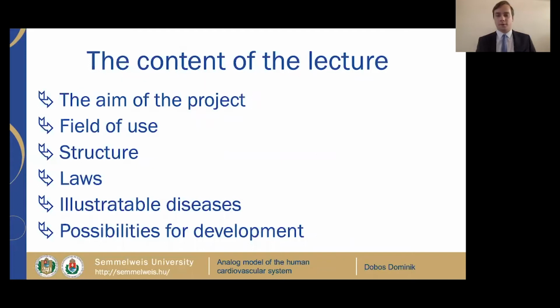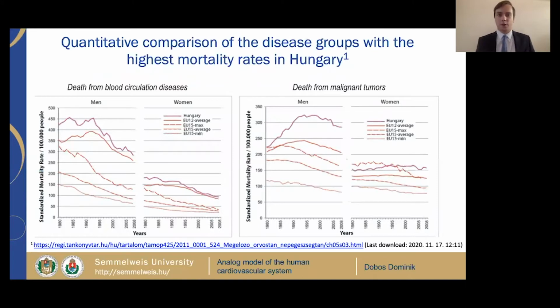This slide shows the content of my presentation. I tried to create a structure that is easy to follow and as enjoyable as possible. So let's get started. Here you can find a quantitative comparison of the disease groups with the highest mortality rates in Hungary, according to data of the Hungarian Central Statistical Office, the so-called KSH. You can find the deaths caused by blood circulatory diseases on the left side, and the deaths caused by malignant tumors on the right side of the slide. Deaths caused by diseases of the circulatory system have the greatest impact on mortality, and the decline in early mortality was primarily the result of a reduction in early death from circulatory system diseases. I'm convinced that properly informing people about the circulatory system and the risks involved would lead to a measurable change in the mortality rate.